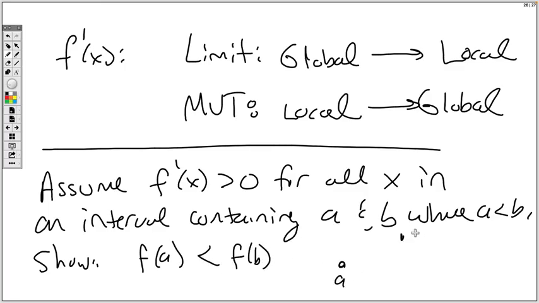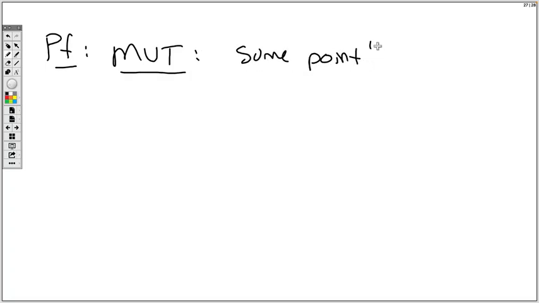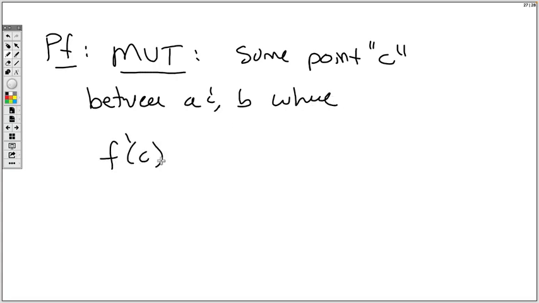So here's a and here's b. I know that the derivative for all points is positive. I want to show that this means that the graph has to be increasing the whole time. You follow or not, folks? That's what it means. Well, here's the proof. I look at the mean value theorem. The mean value theorem says there's some point c between a and b where f prime of c equals f of b minus f of a over b minus a.